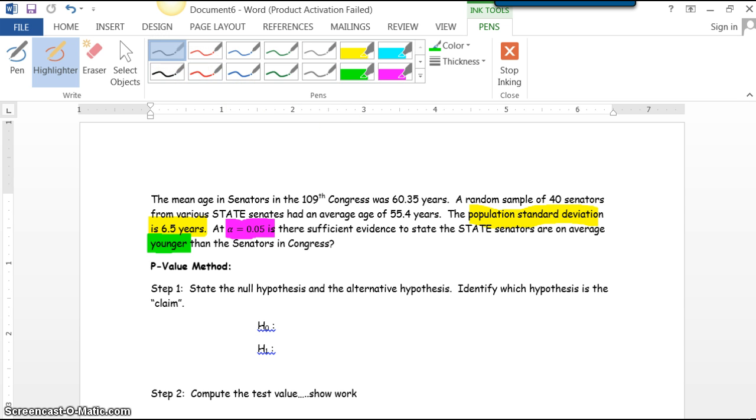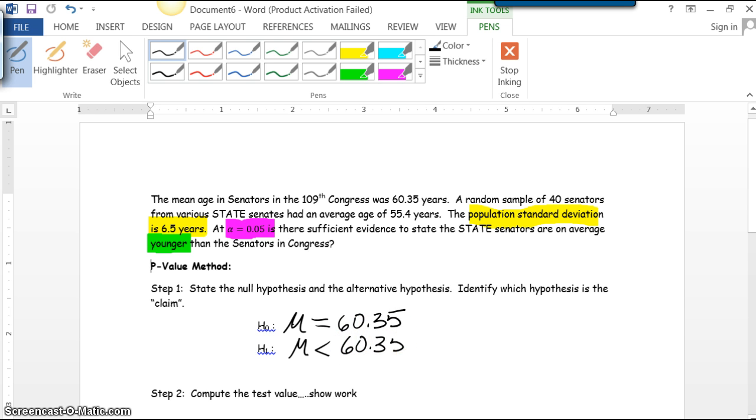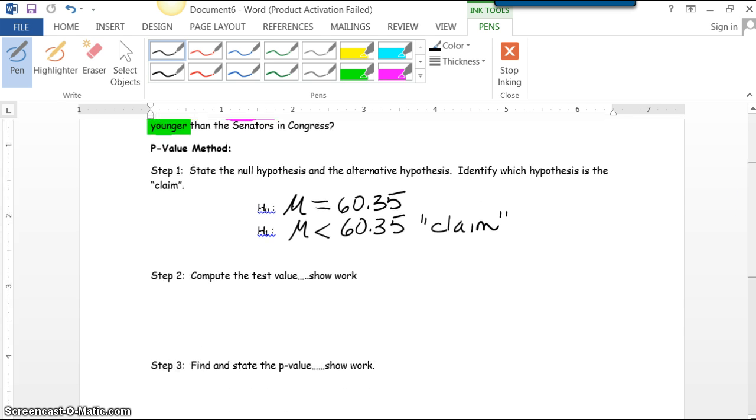So that'll help us set up our hypotheses. The null hypothesis always has the equal sign in it. And then they are claiming that the state senators are younger than this, are less than this. So we're going to put the claim with the less than sign, the younger sign. Then the next step will be to calculate our test value.